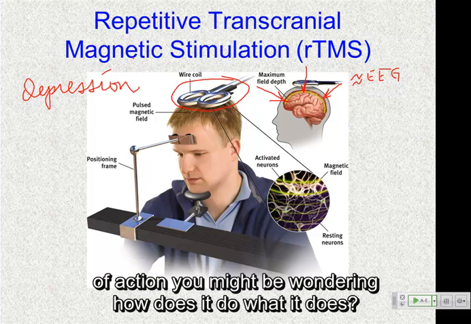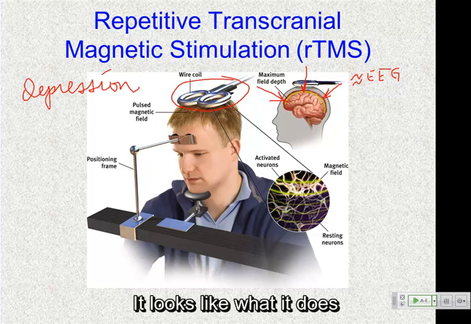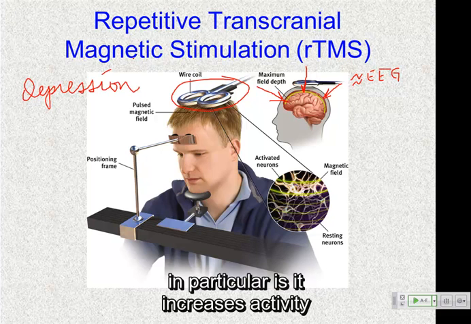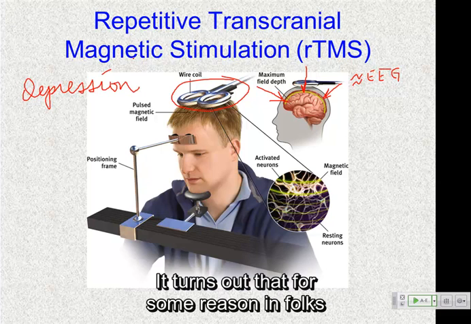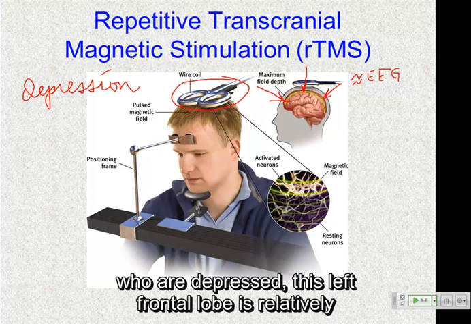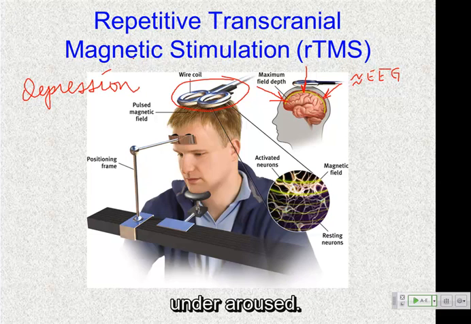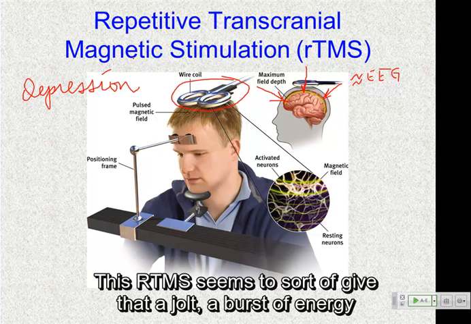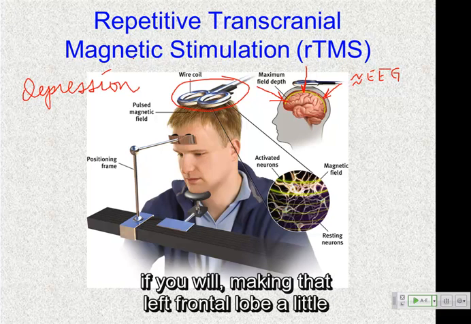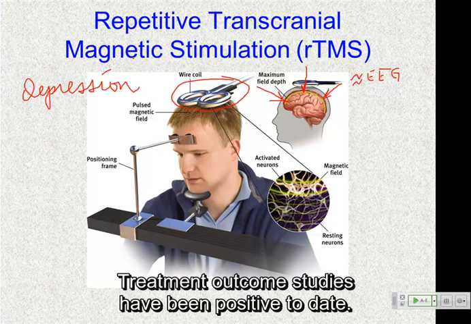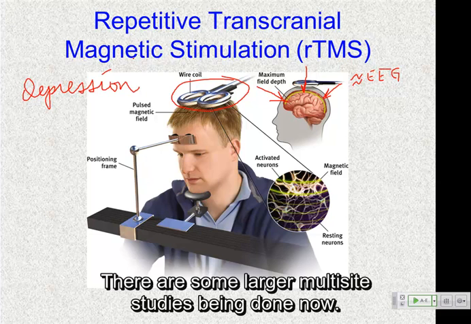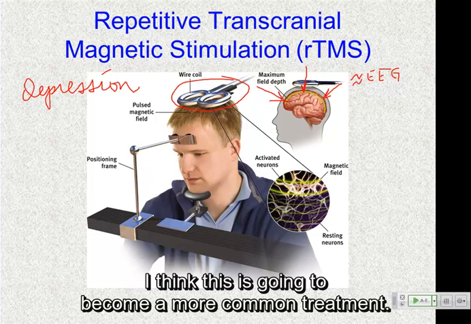RTMS, in terms of mechanism of action, you might be wondering, how does it do what it does? Why does it work? It looks like what it does in particular is it increases activity in the left frontal lobe. Turns out that for some reason in folks who are depressed, this left frontal lobe is relatively under-aroused. This RTMS seems to sort of give that a jolt, a burst of energy, if you will, making that left frontal lobe a little more active. Okay. Treatment outcome studies have been positive to date. There are some larger multi-site studies being done now.